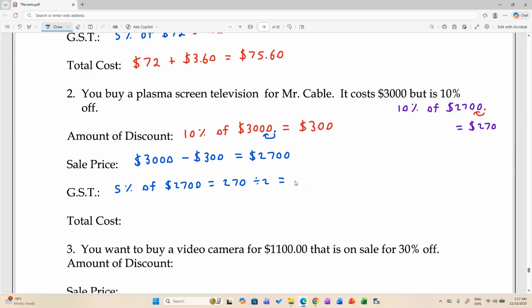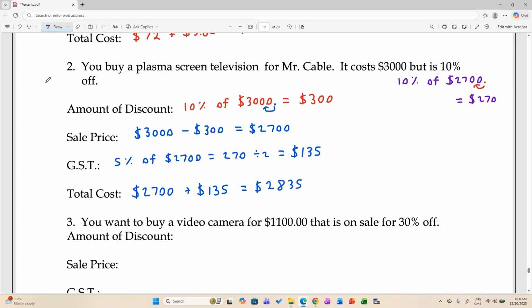I forgot to add the dollar sign. So hence, my GST should be $135. So 5% of $2,700 is $135. So not only do I have to pay the $2,700 for the TV, I have to pay the taxes as well. So for a total cost, I'm simply going to add my sales price after it's been discounted to my GST, and I'm going to get my final answer here. So this is going to be $2,835.